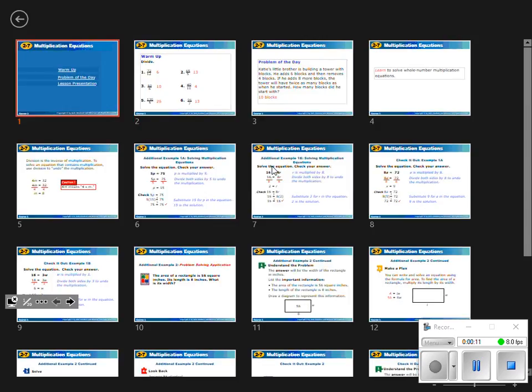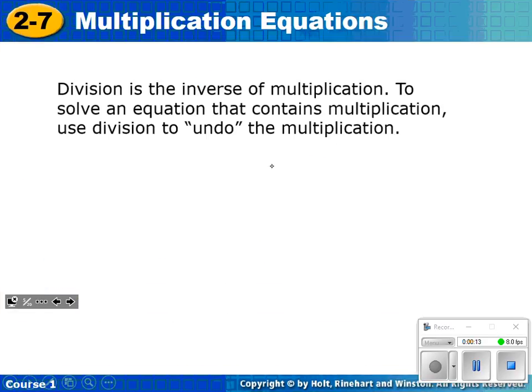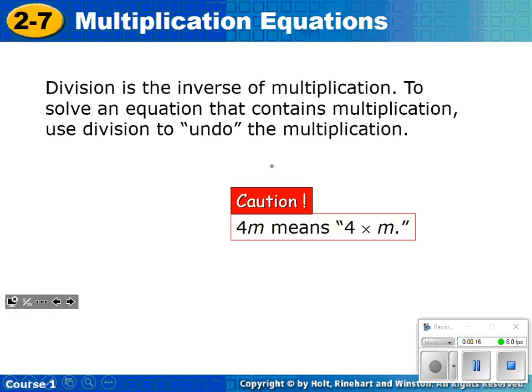All right, well, it's actually pretty simple. Division is the inverse of multiplication. Again, we are going to follow the same set of rules that we followed for addition equations and subtraction equations. We're going to figure out what's happening to the letter. We're going to do the exact opposite, and then we have to do it to both sides of the equal sign.